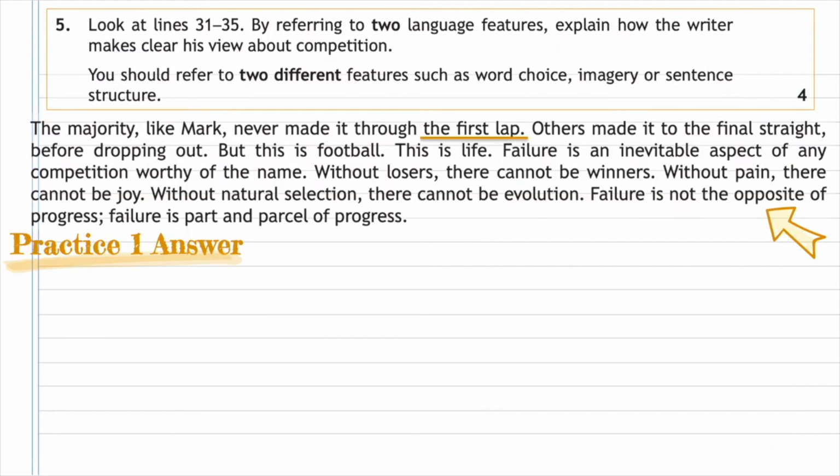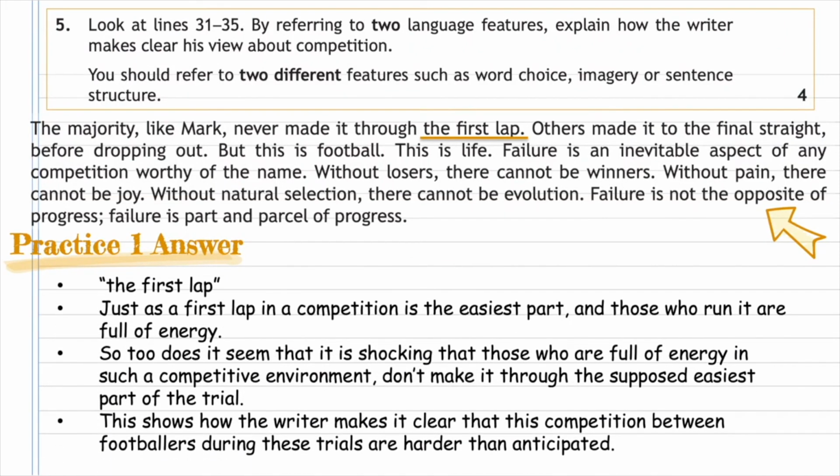So the first lap, I've put the first lap. Just as the first lap in a competition is the easiest part and those who run it are full of energy, so too does it seem that it's shocking that those who are full of energy in such a competitive environment don't make it through the supposed easiest part of the trial. And then I need to link it back. I say this shows how the writer makes clear that this competition between footballers during these trials is harder than anticipated. It's about competition. I have made sure I've linked back. Now feel free to look at your own answer and compare. We're going to go over where we're going to get the marks in comparison to the answer scheme after the next analysis.